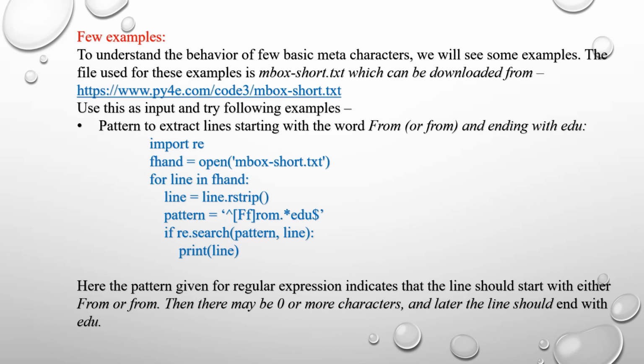To understand the behavior of a few basic meta characters, we will see some examples. The file used for the example is mbox-short.txt. This is a text file which can be downloaded from www.p4e.com. So this is the link where we can download the text file. The text file name is mbox-short.txt. Use this as an input and try the following example.